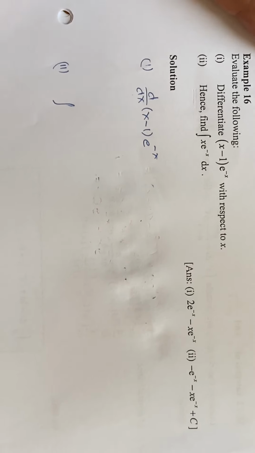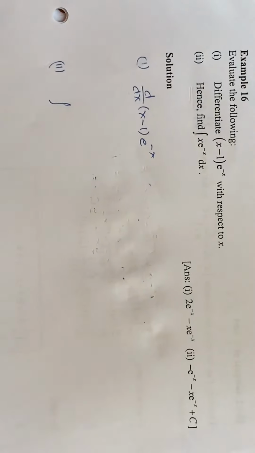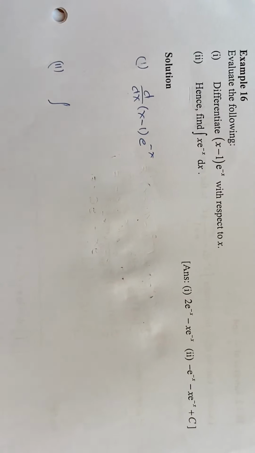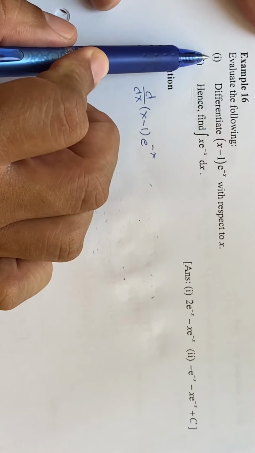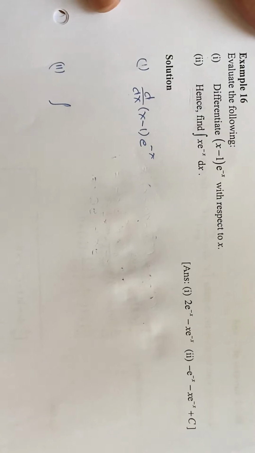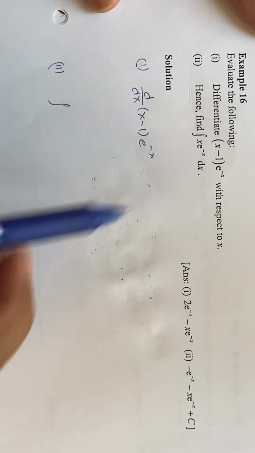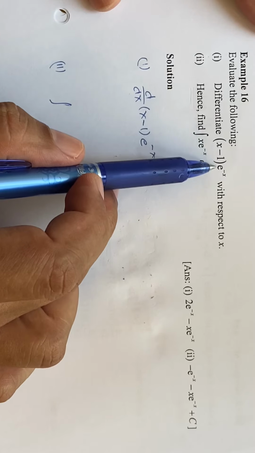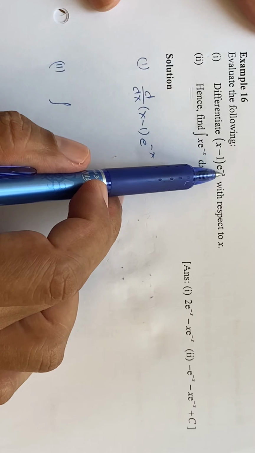Hi everyone, this is example 16. Okay, now for part 1 of example 16, you need to be able to differentiate this function, x minus 1 in brackets, multiplied by e power negative x.